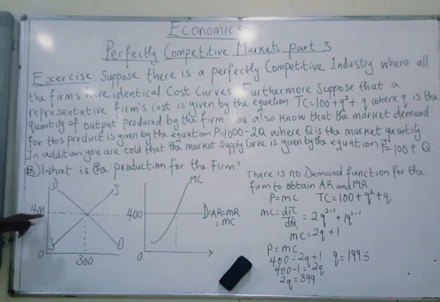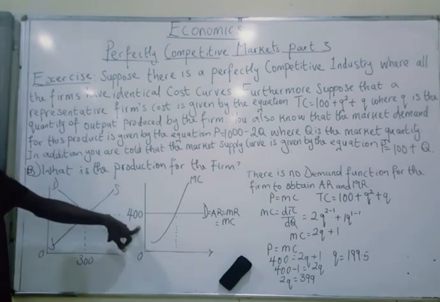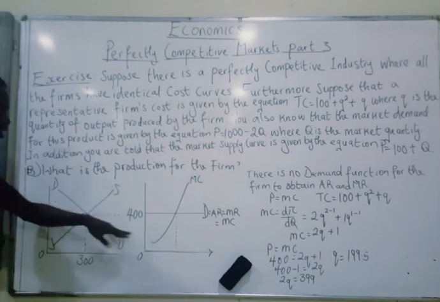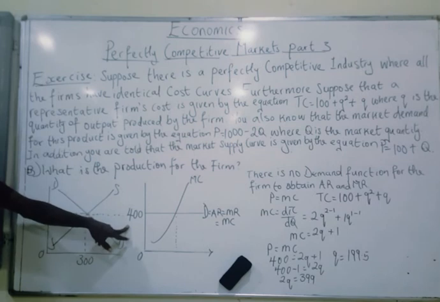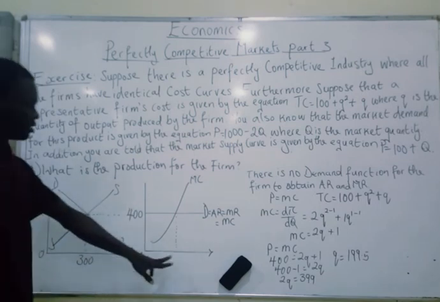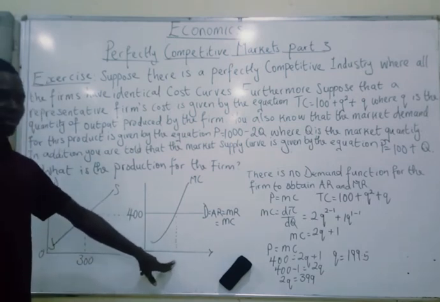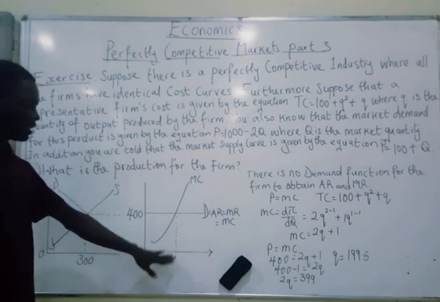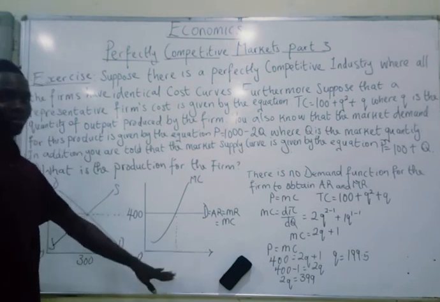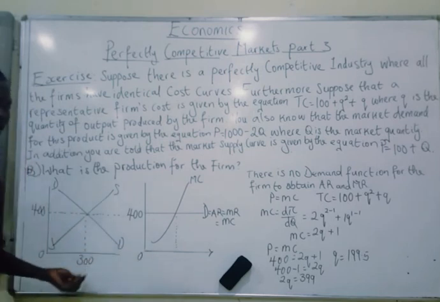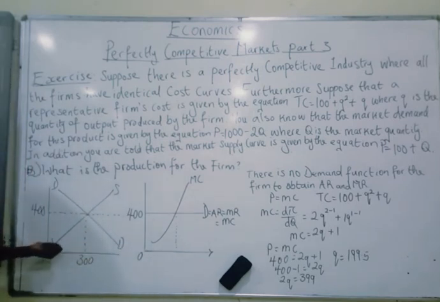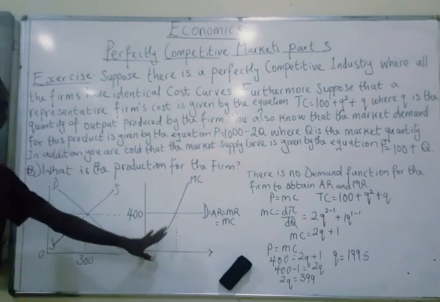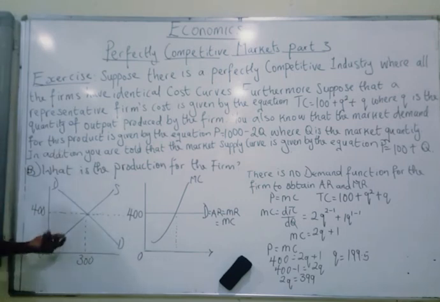So what we just have to do is to trace this up to the firm. This is for the industry, and this is for the firm. The firm is taking 400 naira as the price. Now you have to determine what quantity this firm is going to produce. Remember that a perfectly competitive firm does not produce the same quantity as the industry, because the industry is the output of all of the firms in it. So we don't expect the output for a firm to be equal to that of the entire industry.